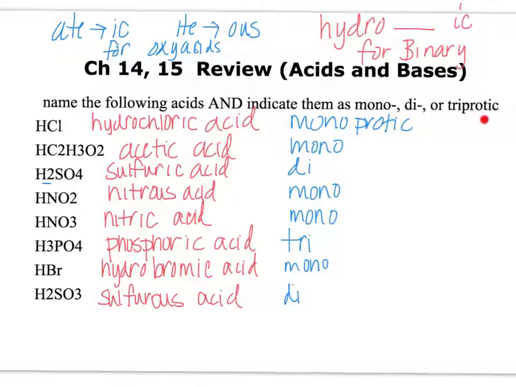and that protic is how many protons in the form of hydrogen it has to give. And if you look, this one had 1, so it's mono. The sulfuric acid had 2, so it's di. And phosphoric acid had 3, so it's tri. And so that's pretty easy to pick out.